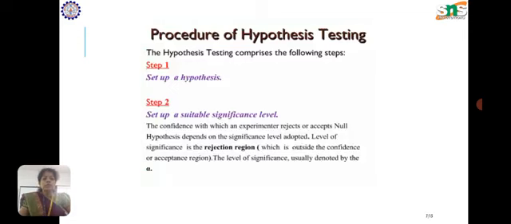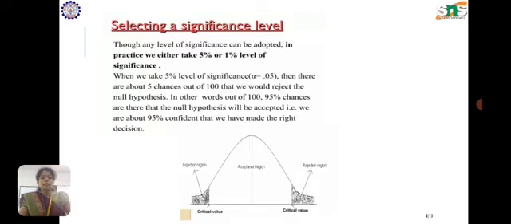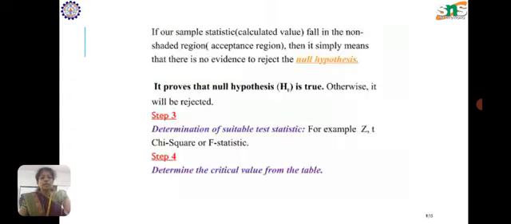The procedure of hypothesis testing is to set up the hypothesis, then set up a suitable significance level. Usually we take 5% or 1% as our level of significance, but we can take any level. Suppose 5% is the level of significance for the given data, it means there is a 5% chance of rejecting our hypothesis. Otherwise, we can say there is a 95% chance of accepting our null hypothesis. This is selecting the significance level.